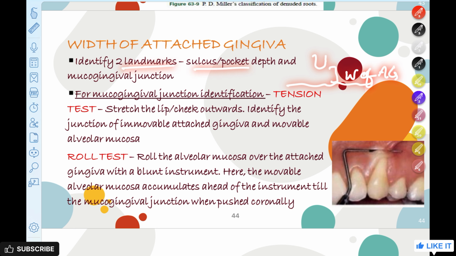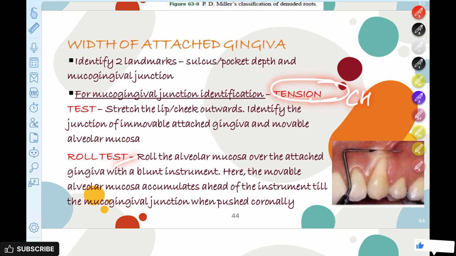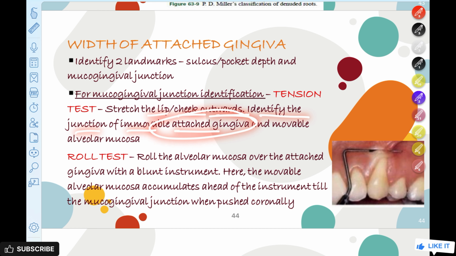Identify two landmarks: sulcus or pocket depth and mucogingival junction. For the mucogingival junction, how to identify it? We can do the tension test and roll test. The tension test is important from the point of view of case history. Stretch the lip or cheek outwards. Identify the junction of immovable attached gingiva and movable alveolar mucosa.